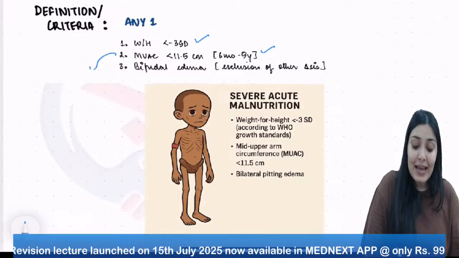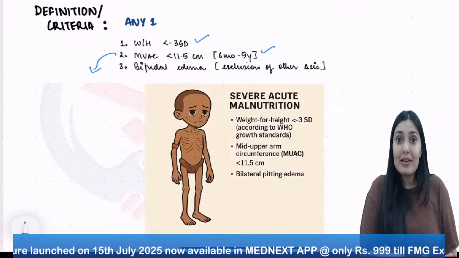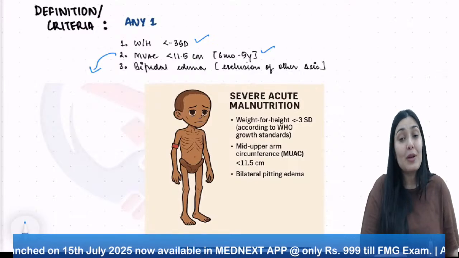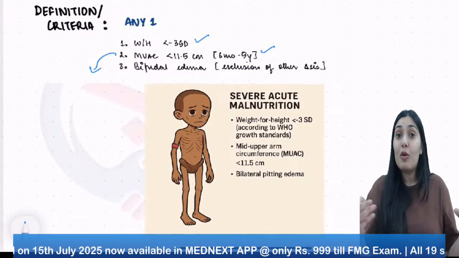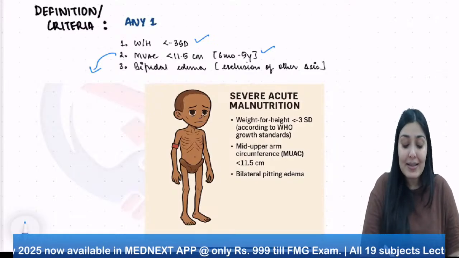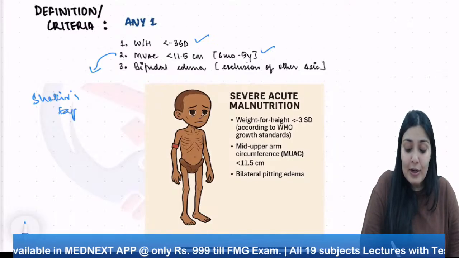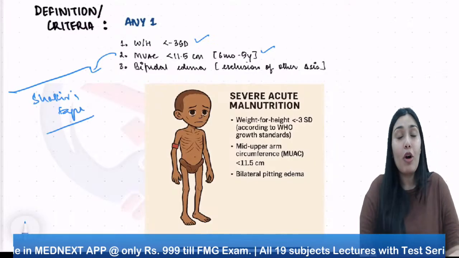Here the important topic is MUAC. Remember, this MUAC is an age-independent parameter that we employ for 6 months to 5 years of age. And for community screening, we have a specialized colorful tape. What is that tape known as? Shakir's tape, right? So these are the important pointers for malnourishment.